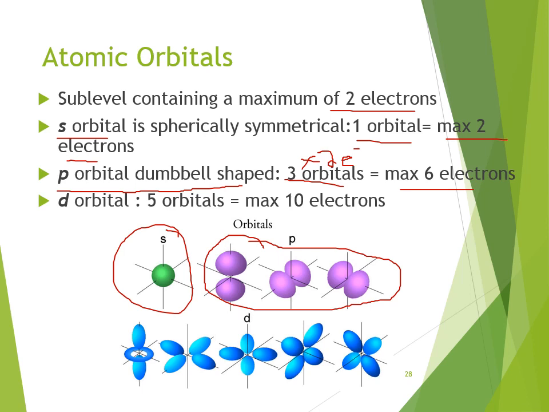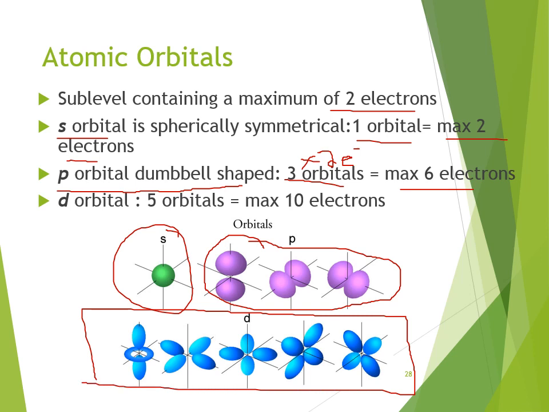Next, let's look at the d orbitals. In blue here, we have the d orbitals represented. Notice there are 5 of them. So if each of those 5 orbitals can hold 2 electrons each, to figure out the max, we would just take those 5 orbitals times 2 electrons. So the max the d can hold is 10 electrons.